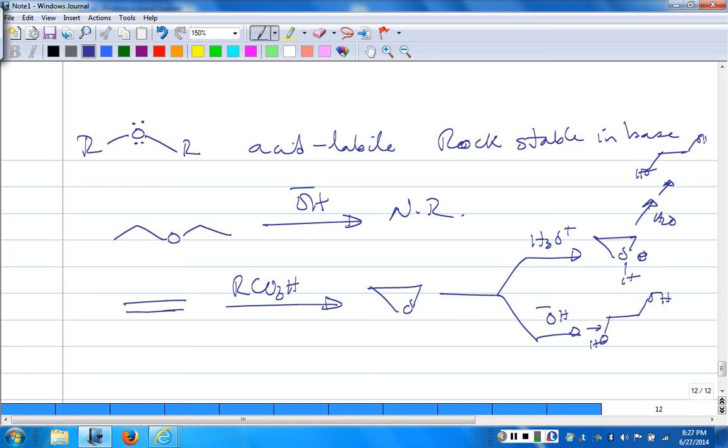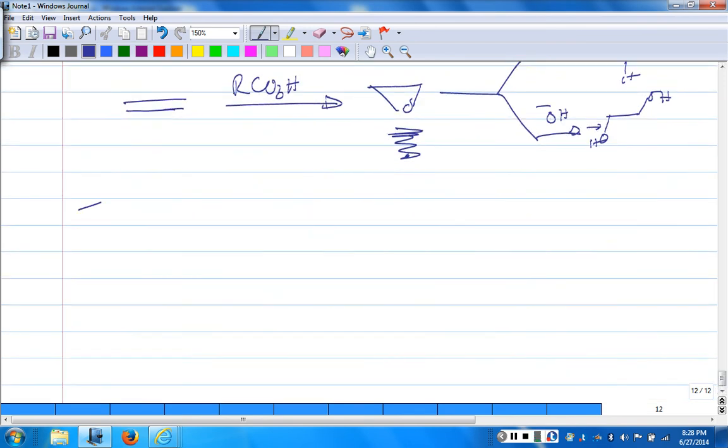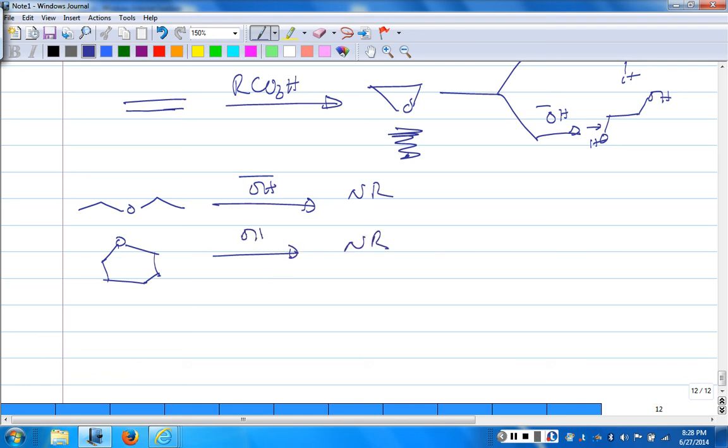But we just preached that ethers, and make no doubt about it, this is an ether, right? ROR. We just preached that ethers are rock stable in base. And why is then the base attacking it and opening the ring, right? Why is this ether base labile? Well, I'll give you a hint. If I take diethyl ether and I treat with hydroxide, there's no reaction. If I take this ether that we made by accident earlier, again, there's no reaction. If I take this one, again, there's no reaction.